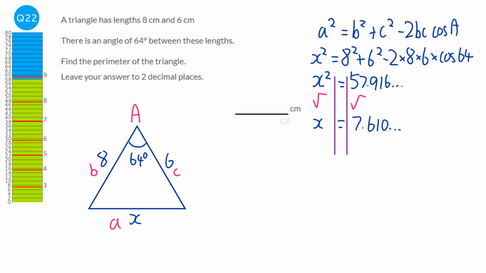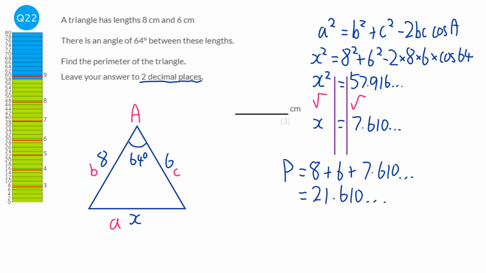7.610 and so on. Okay, we're asked for the perimeter, and so we need to do 8 plus 6 plus that 7.610, which I've still got on my calculator, and that equals 21.610 and so on. It says it wants it to 2 decimal places, so it will be 21.61.